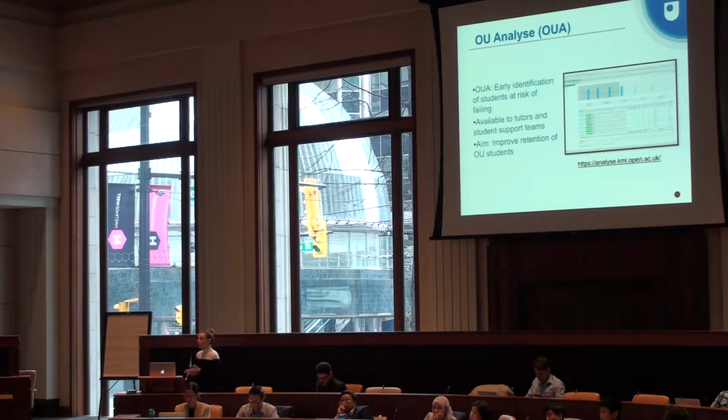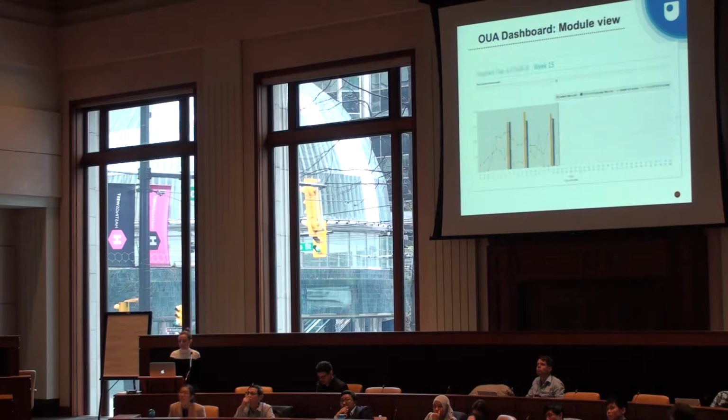Our data is hosted in a system we call OU Analyse, a system designed at the OU. It aims to provide early identification of students at risk of failing, and in particular, identify those students that will not submit their next assignment, and give an indication and nudge to teachers that those students are at risk. It's available to teachers and to student support teams, and the overall aim is to improve retention of students at the university. Just a quick overview of what the system does.